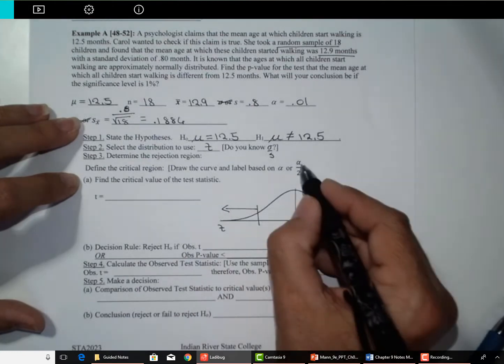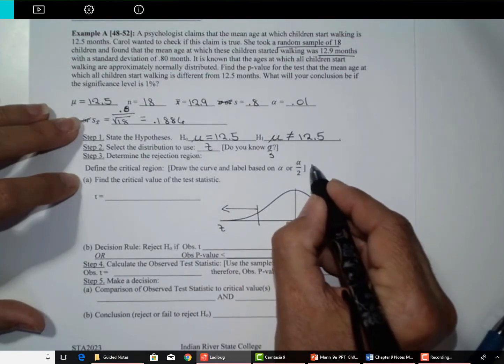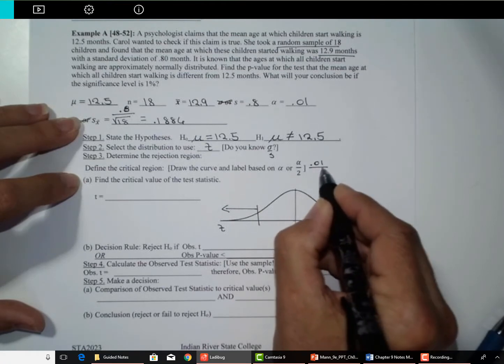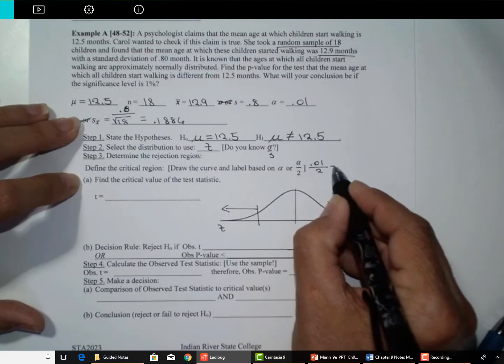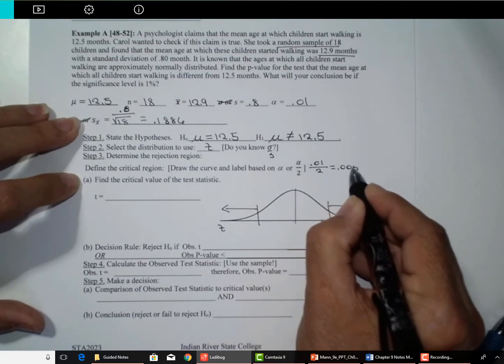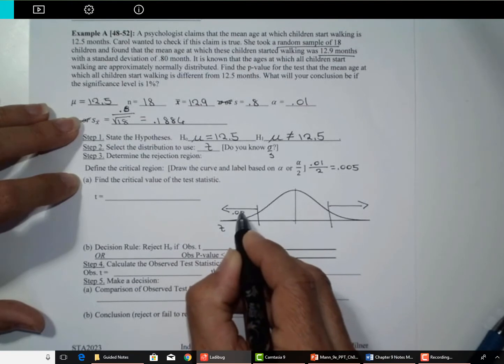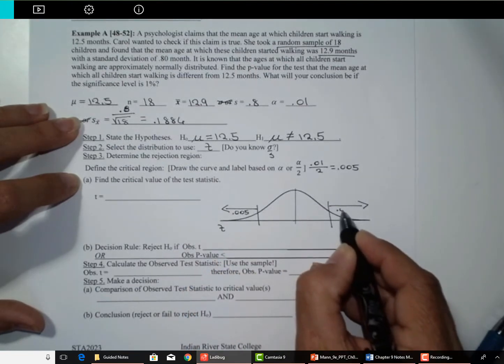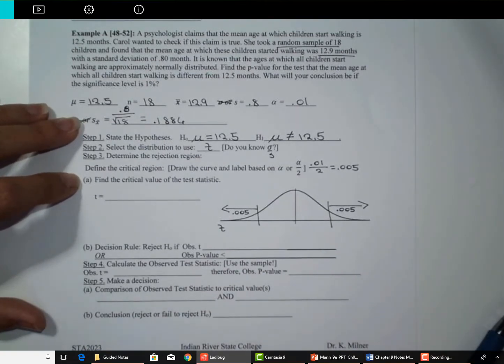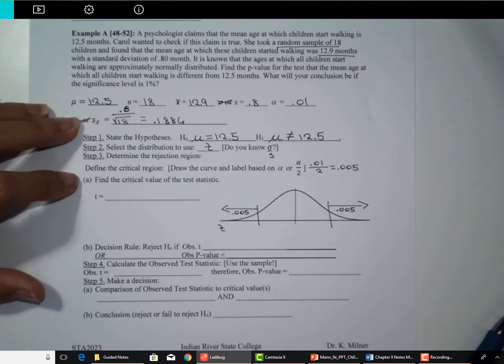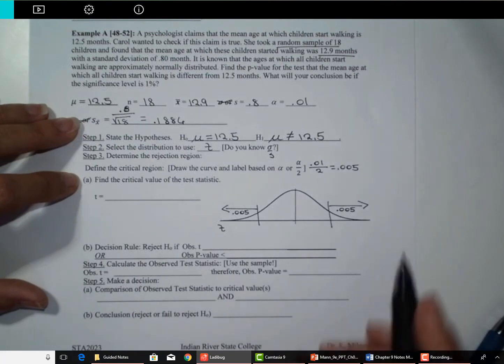So we take our alpha divided by 2, we take our significance level that we wanted of 0.01, and we divide that by 2, and we get 0.005. So we'll place 0.005 in each tail and split our rejection region because we're interested in either high or low areas. If it's a lot higher than 12.5, or if it's a lot lower than 12.5, we're going to reject it.